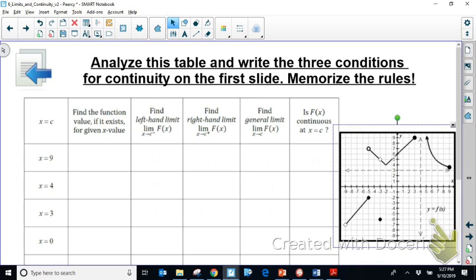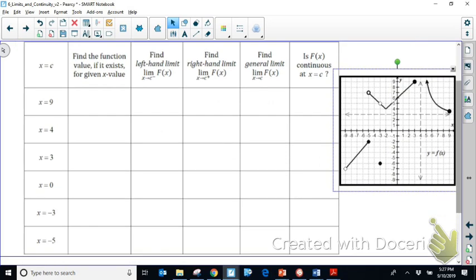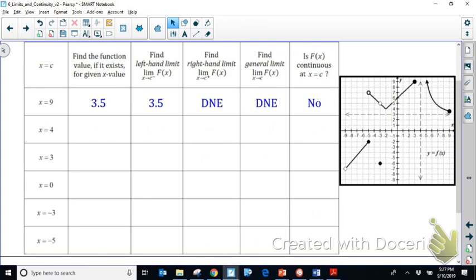But first of all, we're going to be looking at the table with this piecewise function and evaluating, do these things exist? Do I have a left-hand limit, a right-hand limit, or a general limit, and then is the function continuous at that point? So taking a look at x equals 9. When you look at x equals 9, the left-hand limit and the right-hand limit do match, meaning that, well, no, I'm saying that incorrectly. I apologize. Find the function value if it exists, and the limit.